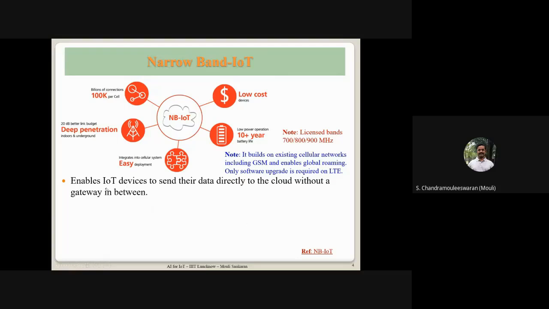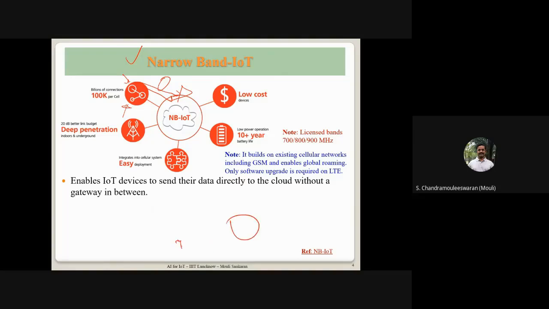Okay, now this enables IoT devices to send their data directly to the cloud. What I mean by that is the devices are directly connected to the base station. There is no gateway coming in between. Now that puts a requirement on the device that it has to send sufficient power so that it can communicate with the base station. That is the reason the power consumed by devices using narrowband IoT is a little more than other categories wherein they have a gateway.